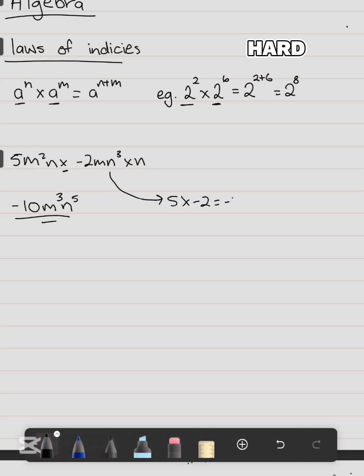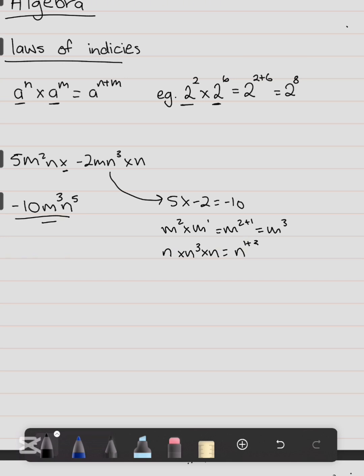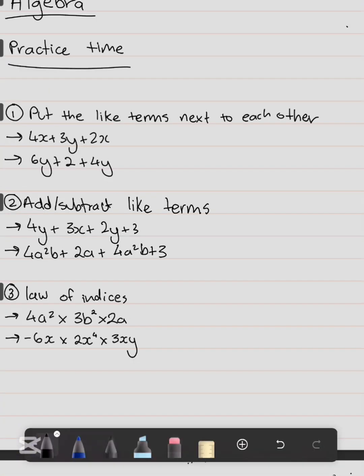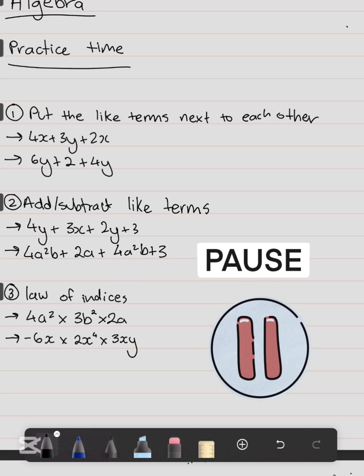We multiply 5 by minus 2, which is negative 10. We multiply our m's together, which is m to the power of 2 plus 1, which is m to the power of 3. Then we multiply our n's together, which is 1 plus 3 plus 1, which is n to the power of 5. And that is how we get minus 10 m to the power of 3 times n to the power of 5. Here are some practice questions. Pause the video and give them a shot.